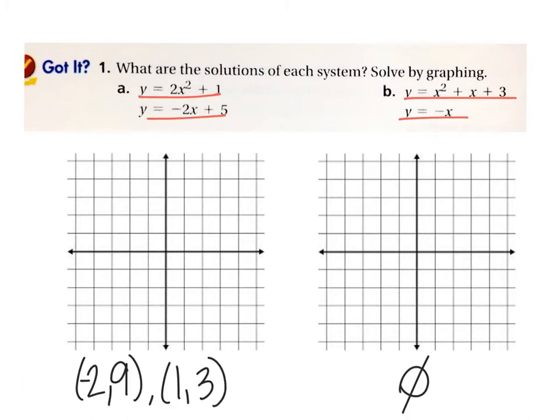All right, so on the first one, they cross in 2 spots, and that was (-2, 9) and (1, 3). And on the second one, they don't cross at all, but you do need to show me the graph where they don't cross or you won't get credit. And the answer is going to be no solution. I'm not kidding. I will not give you credit if you do not show your work.